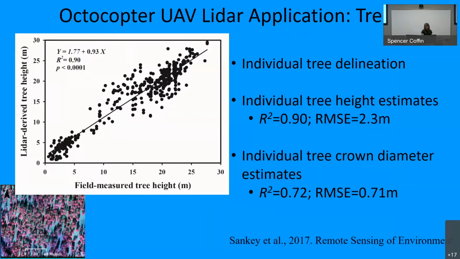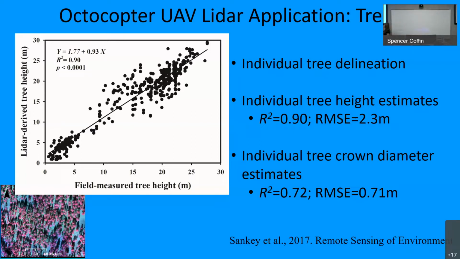Once we determine the accuracies, then we can apply that data set over a broader area to estimate a whole bunch of different variables. So here I am showing a linear regression model where I am correlating the LiDAR-derived octocopter UAV LiDAR-derived individual tree height paired to field measured tree height, where we're getting a very high R squared of 0.9, and so our estimates are very, very accurate.